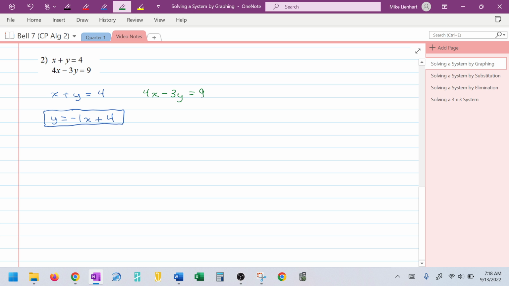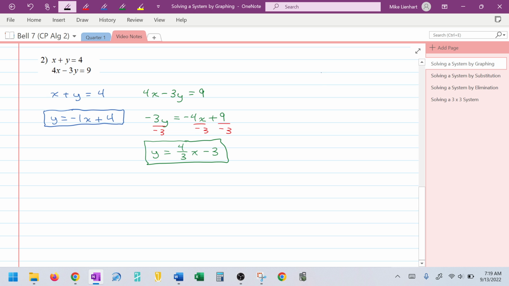Again, I'm going to write this in slope-intercept form. So I would move the 4x, leaving me with negative 3y equals negative 4x plus 9. I would divide each piece by negative 3. And that's going to leave me with y equals positive 4/3 x minus 3. This is the second line that I'm going to graph.